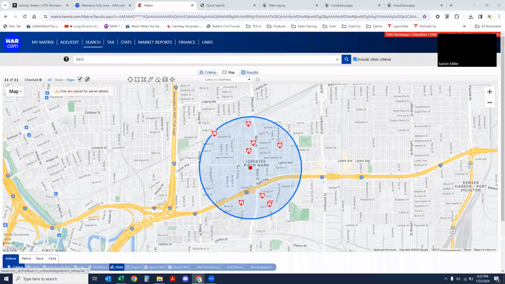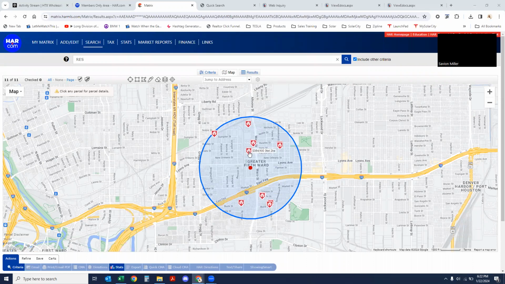Okay, so here's a deal that just came back across my desk. It's a vacant lot, 5,000 square foot in the Fifth Ward area. So what I like to do first, before I look at lot prices, obviously you want your lot to be cheaper than what the market's going for.